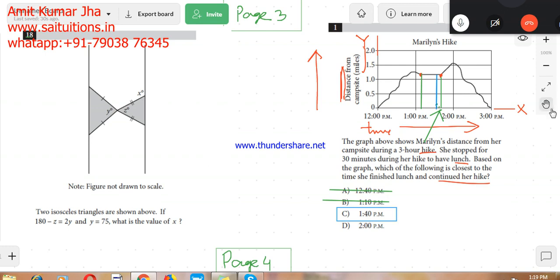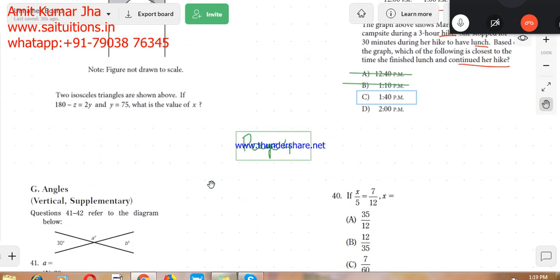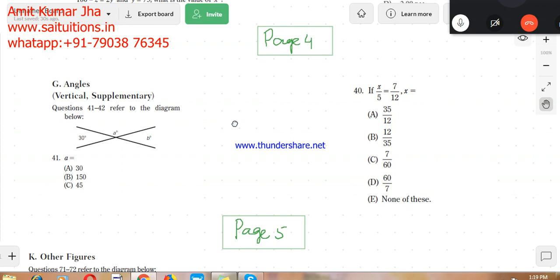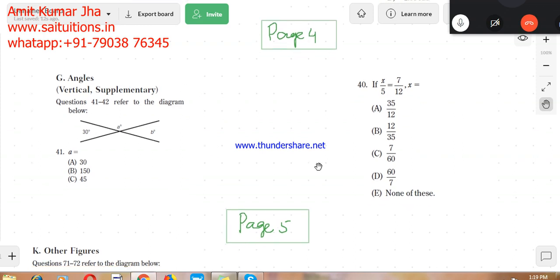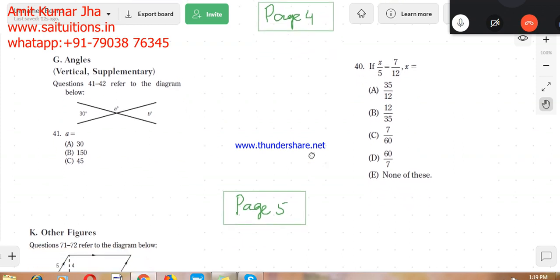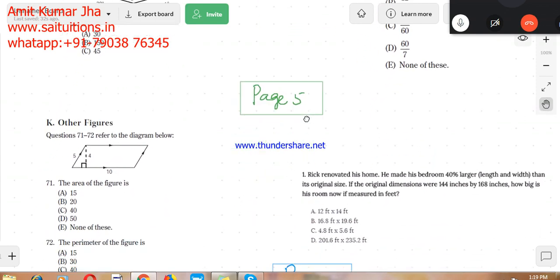Now coming to the next question, if there is any graph question. This is again a question on geometry, and this is again a question on algebra, or whatever you call ratio. The question number 40, page 4. Come to page 4. We will discuss these things later. I am just explaining the topic from where they have taken these questions.